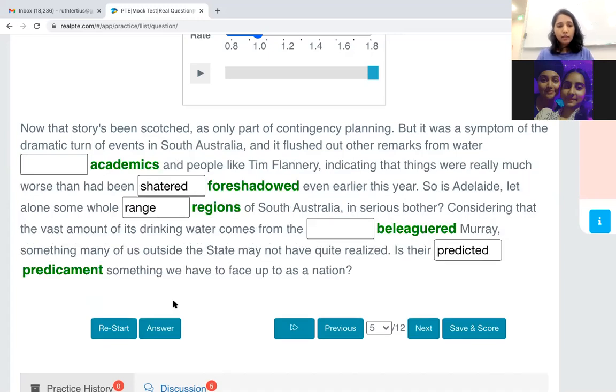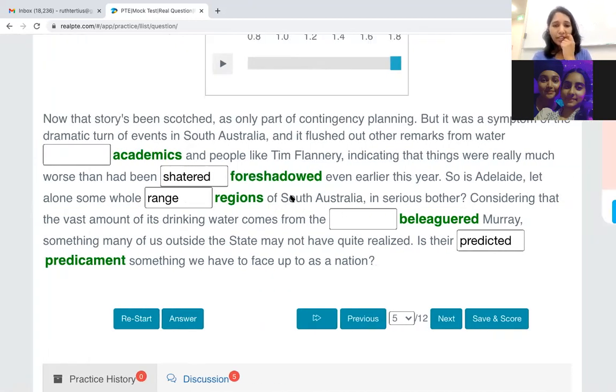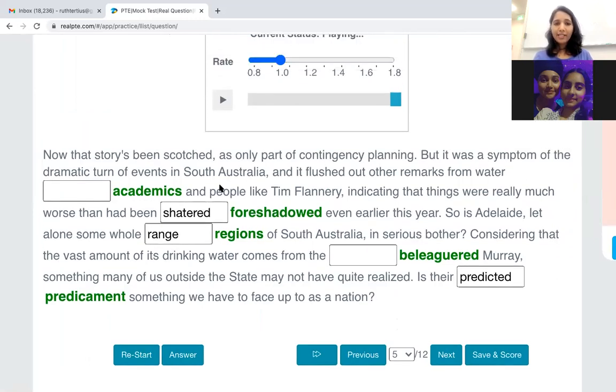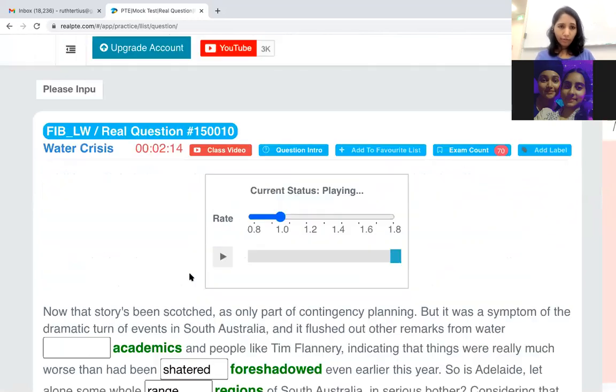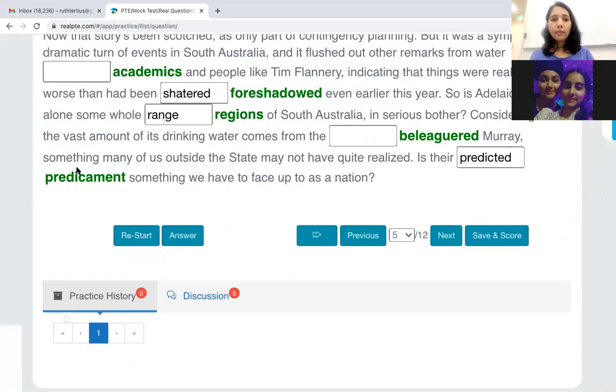With the answer. The first one is academics. Is the audio unclear or something? I'm in between. I'm clear with that. Okay. Is the audio quality bad? Is that you're not able to hear because of the audio? Ma'am, no, I can hear, but few words, it's not clear. Like it's too fast for me. Okay. So the next one was regions. This one was beleaguered, and the last one was predicament. This is a repeated question. Make note of it. It's called water crisis.